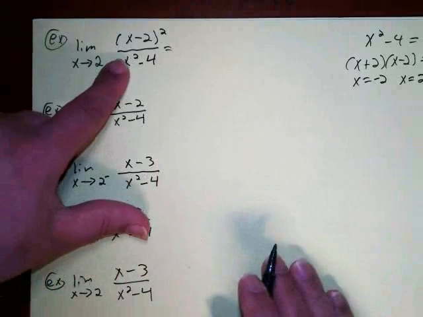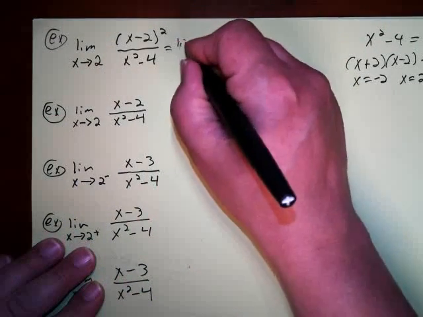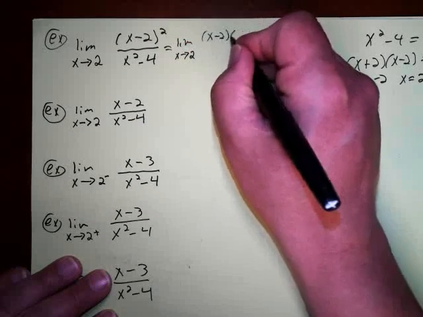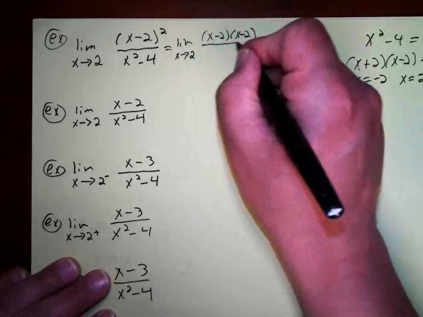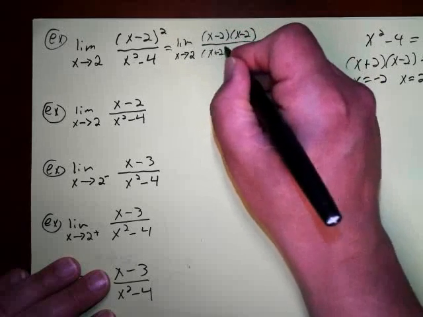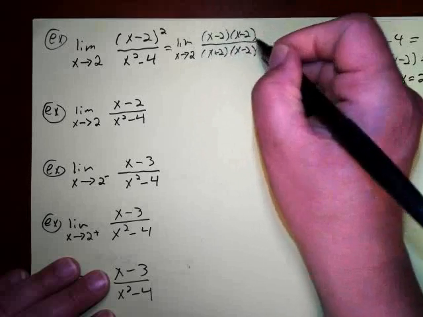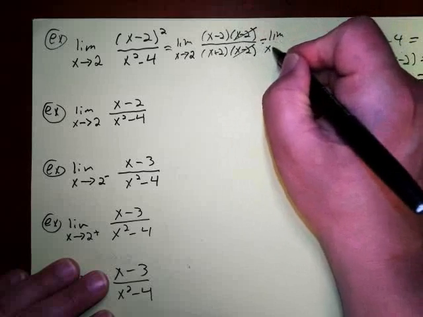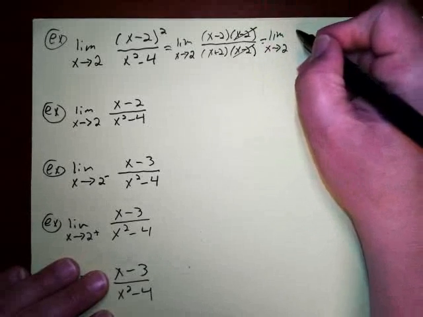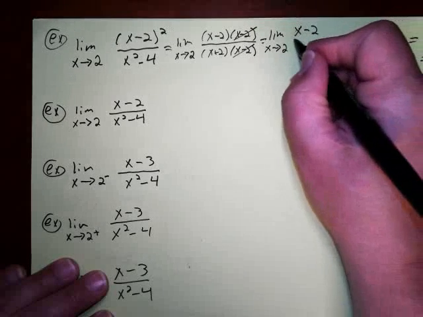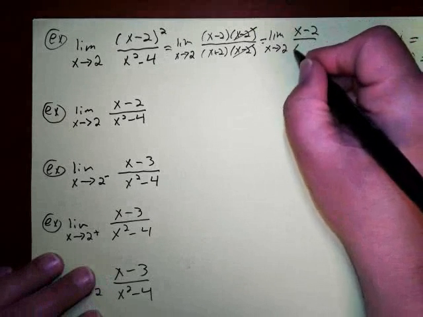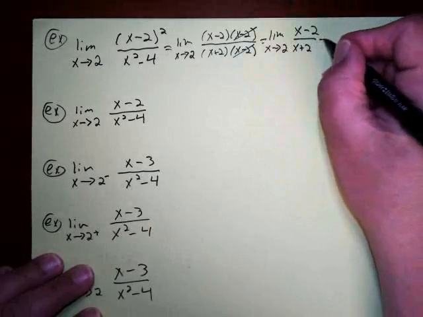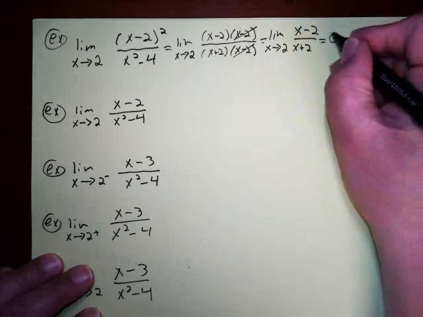But when I actually factor these, the top here, this would be the limit as x approaches 2, right? The top would be x minus 2, x minus 2. The bottom would be x plus 2, x minus 2. And you see that one of these would cancel out, and you would get the limit as x goes to 2 of x minus 2 over x plus 2. And in this case, when you plug in the 2, you don't have a problem. You would actually get 0 over 4, which is just 0.